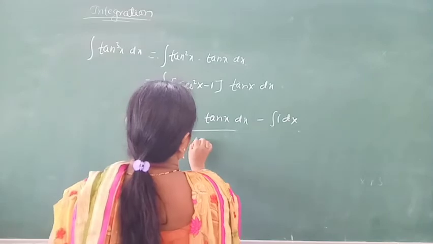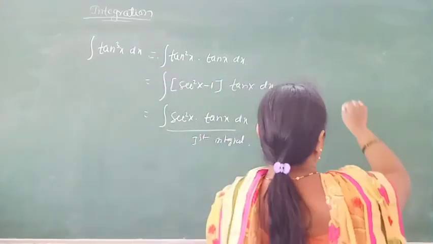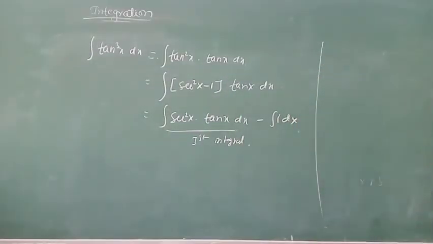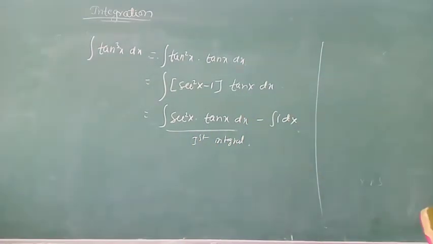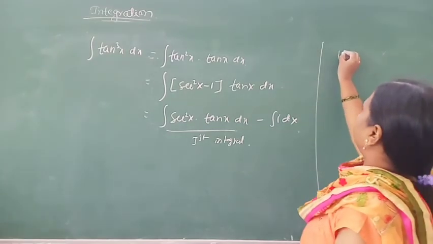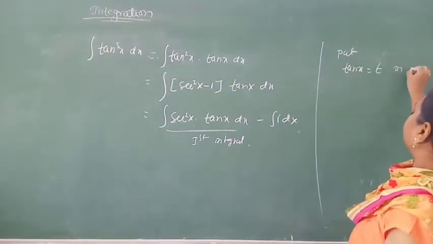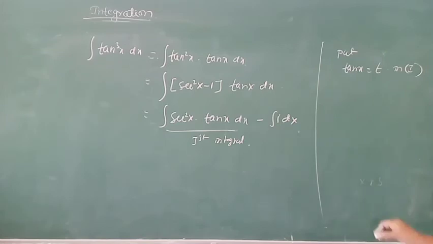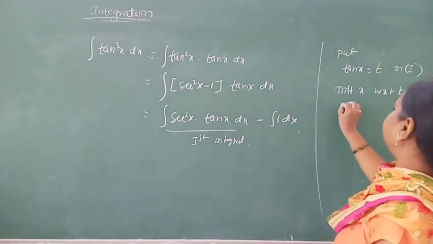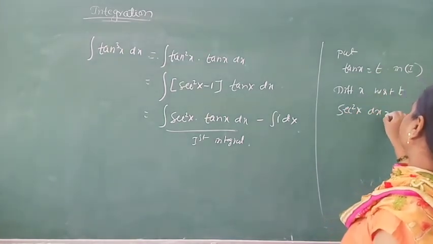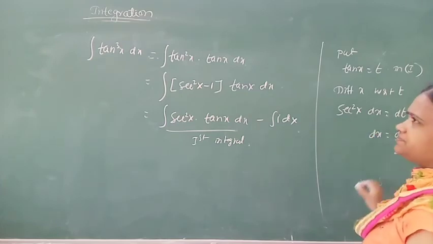This one we call the first integral. See, differentiation of tan x is what? Secant square x. Understood or no? Put tan x equal to t in the first integral. Do the differentiation, differentiate with respect to x. Tan differential is secant square x dx equals dt. So dx is dt by secant square x.